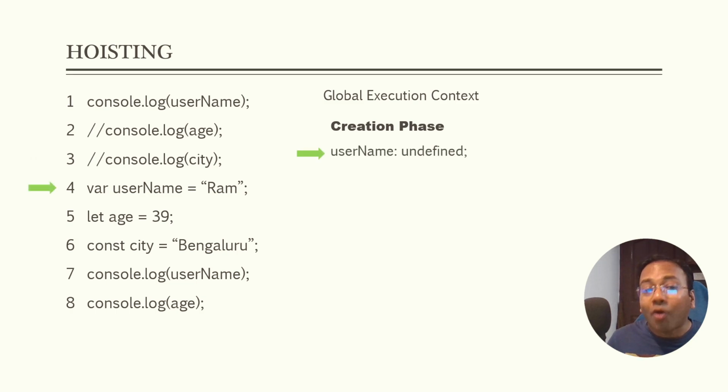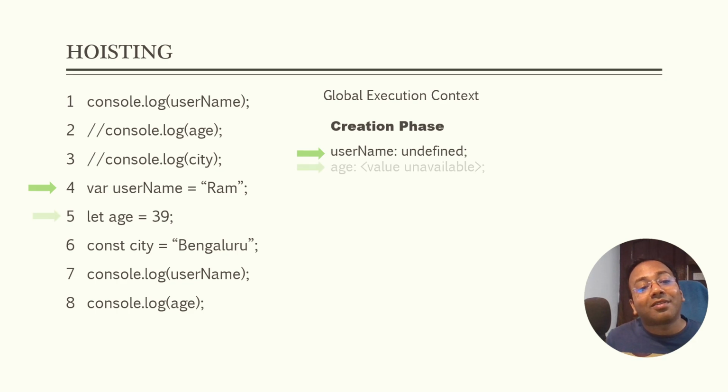Coming to line number 4 is where your creation phase will be beginning. You can see I have declared a variable using var keyword, and username is the variable name, and then I am trying to allocate that with RAM. But because I am in creation phase, no allocation will be happening. So it will be happening in the execution phase. So for the time being, it will take this out and put undefined as a default value in memory. So you have to keep that in mind. Var based variables are being initialized with undefined in creation phase.